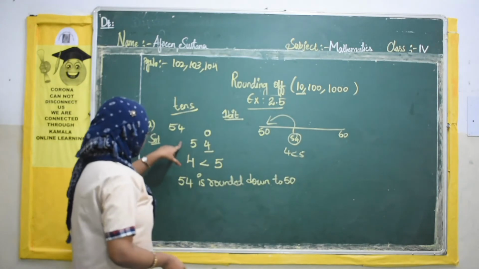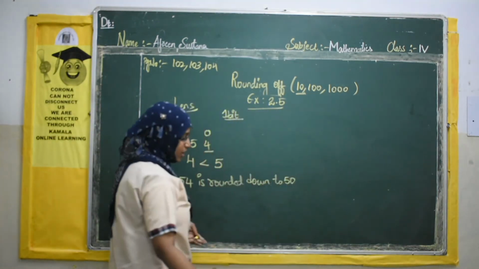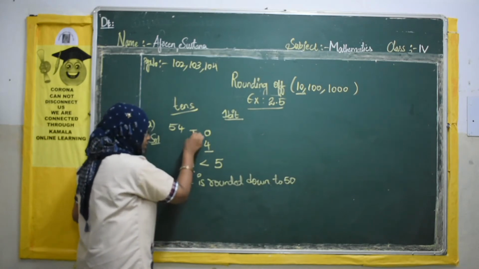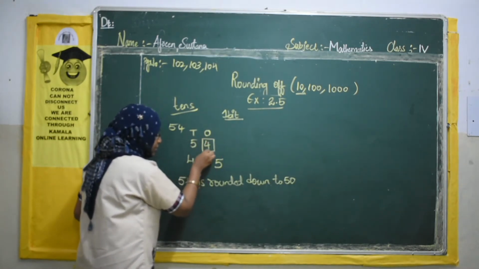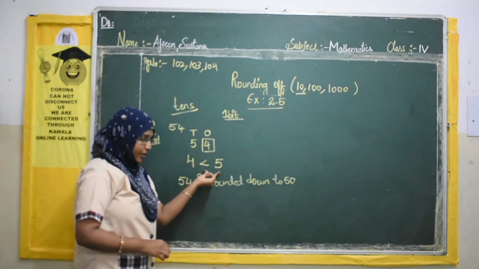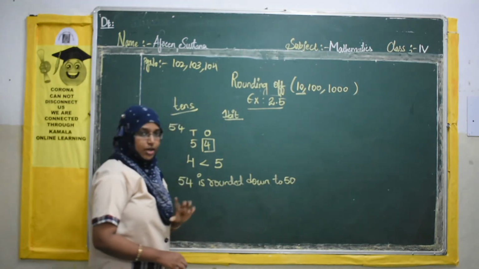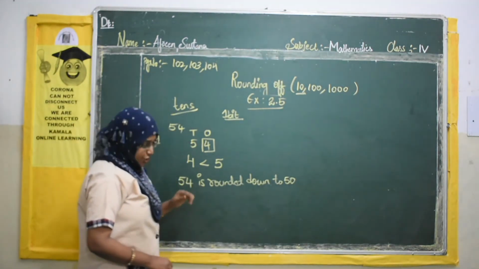Okay? How will we do this? First we will write the digit. So this is ones and tens. We will compare the digit at ones place, 4, and check whether it is less than 5 or greater than 5. Now this is less than 5, so we have rounded down to 50. Next one.